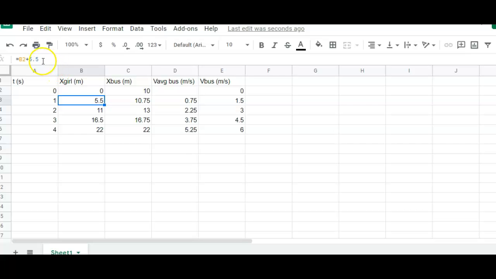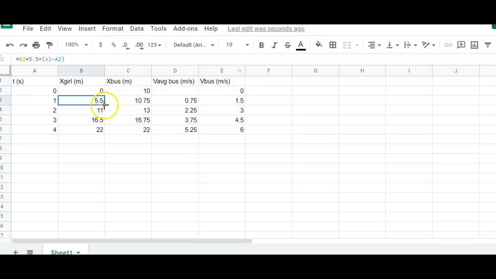So instead of just the position of the bus being its previous position plus the velocity 5.5, I want to multiply by how much time goes by. And how much time goes by would be the time at the end of the interval minus the time at the beginning of the interval. Now this time change is going to show up later again, so I'm just going to copy it now.